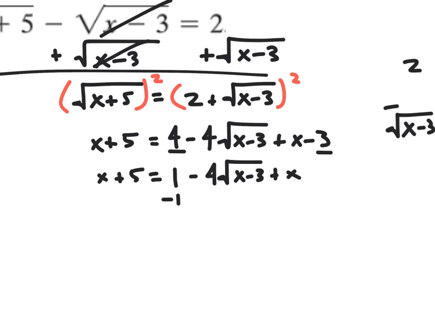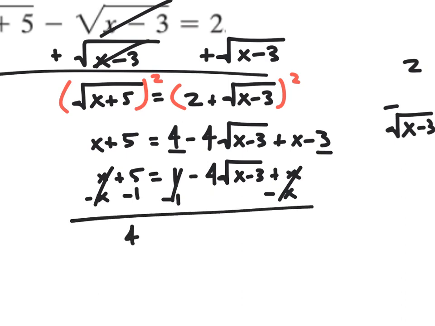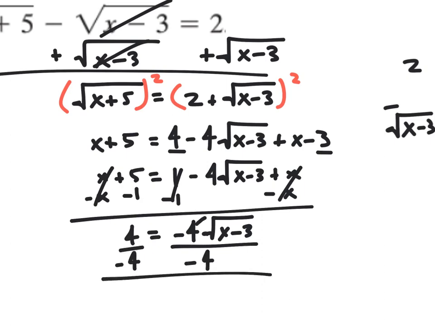I'm going to subtract 1 from both sides, and I'm going to subtract an x from both sides. Now these x's cancel out, and the 1's cancel out. So what you're left with is 4 is equal to negative 4 times the square root of x minus 3. Now I'm going to divide both sides by negative 4, and those divide out. I get negative 1 is equal to the square root of x minus 3. At this point, I've re-isolated my radical, which is the idea that I had here.